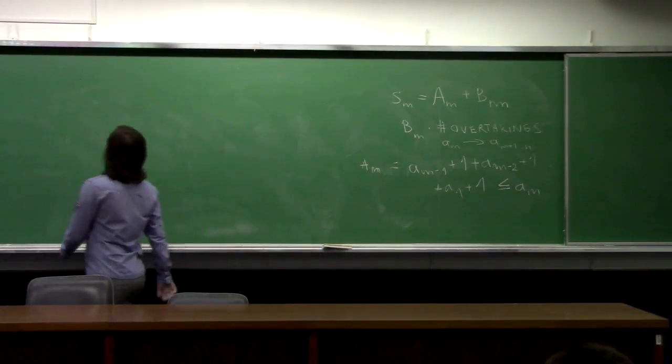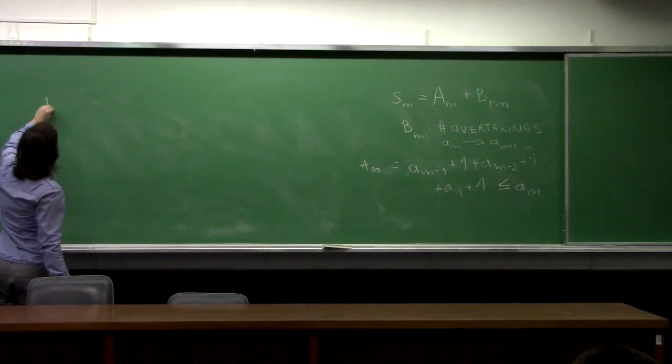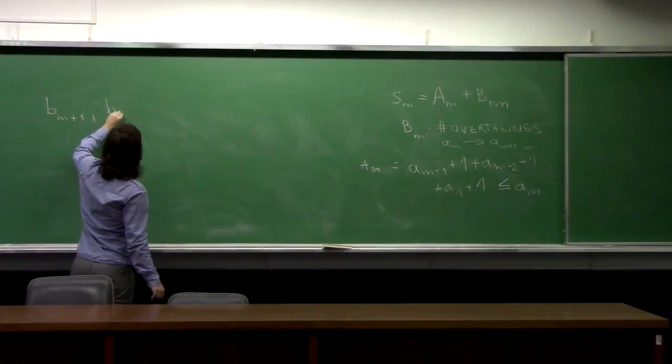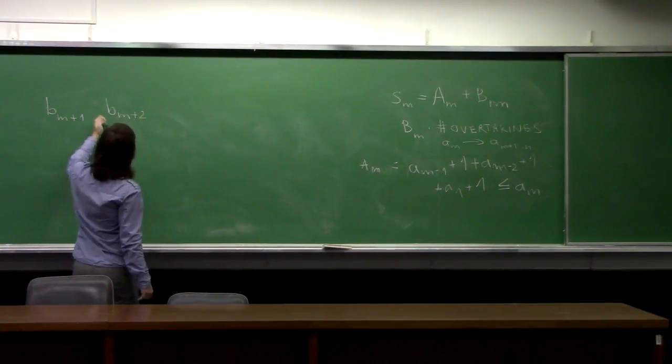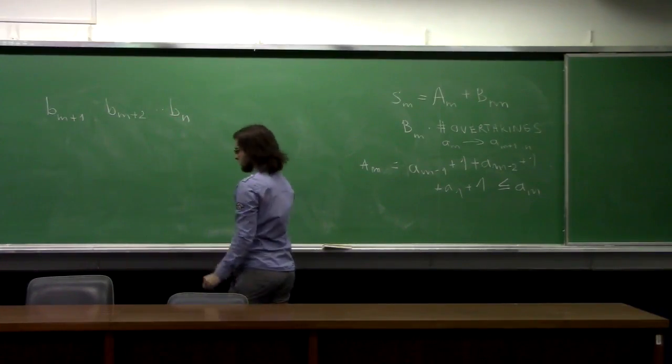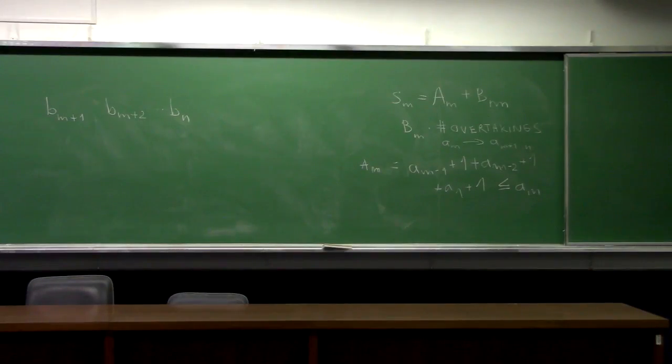Okay, we can compute some numbers lowercase b m plus 1, lowercase b m plus 2, lowercase b n, and here we have Bi is the minimum number of overtakings necessary for car I to get immediately after car M.